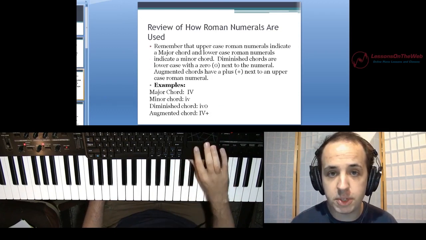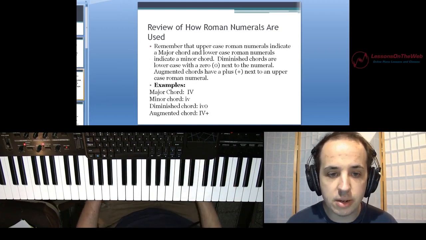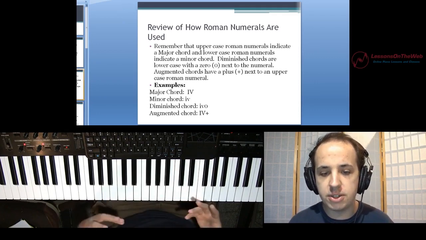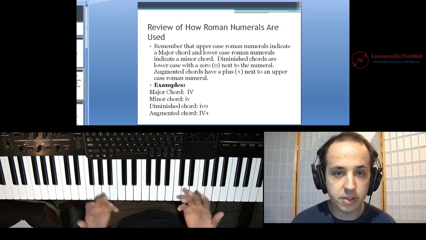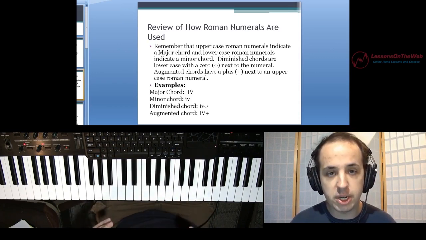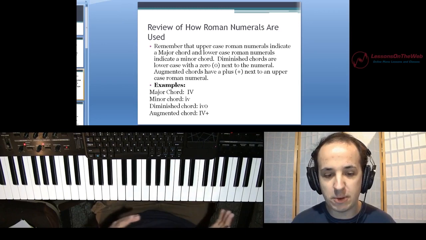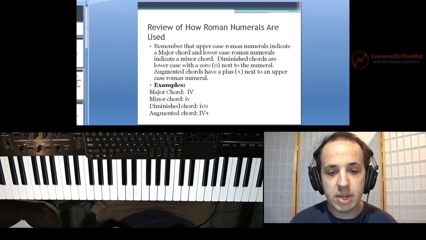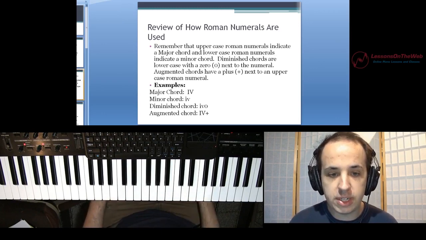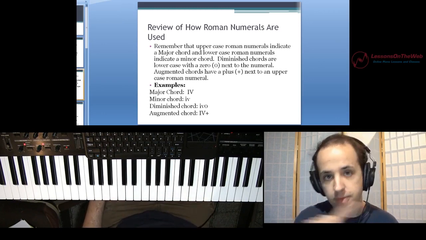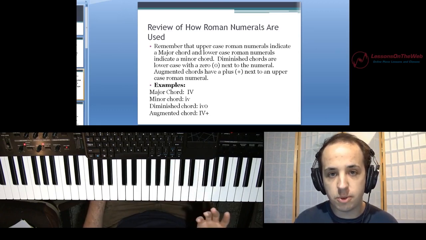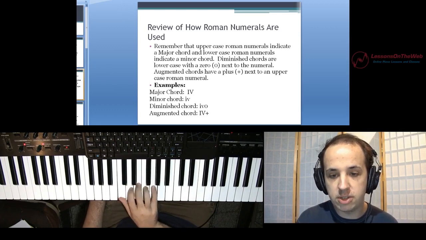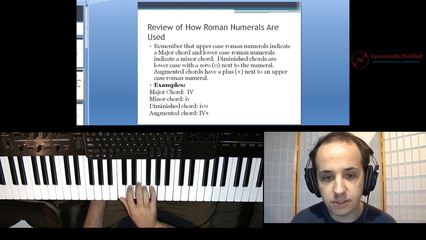But before we do that, let's talk about a review of how Roman numerals are used. Even though we have these proper names, I still, and a lot of other places, still refer to them by their scale degree numbers. But just in case I refer to them by their name, I want you to know what I'm talking about because they kind of intermix. Remember that an uppercase Roman numeral indicates a major chord. So if you have an uppercase I, the Roman numeral 1, that indicates a major chord built on the first note of the scale.